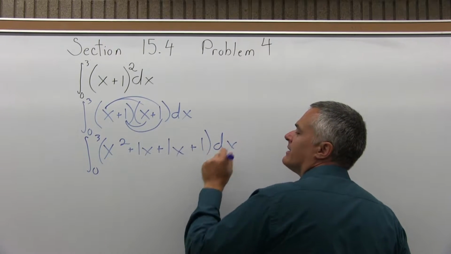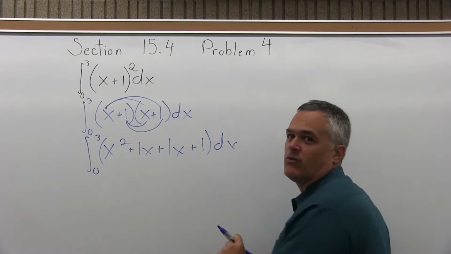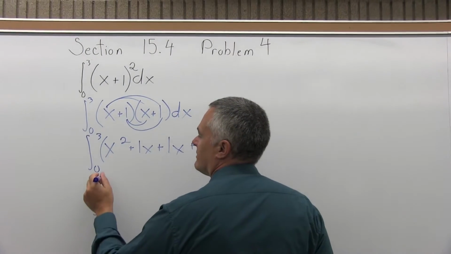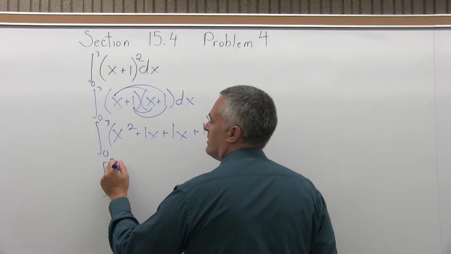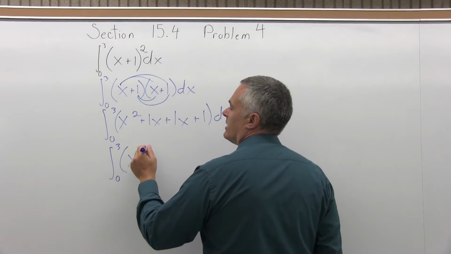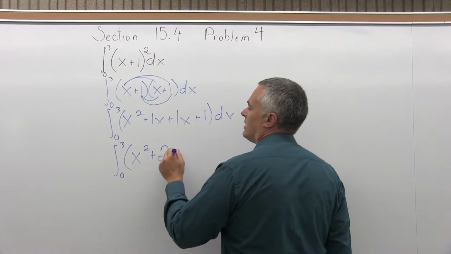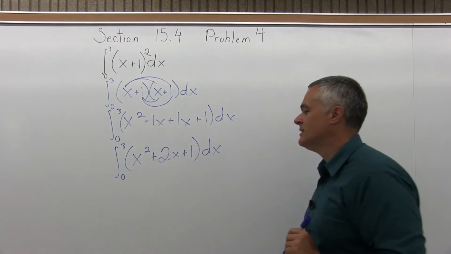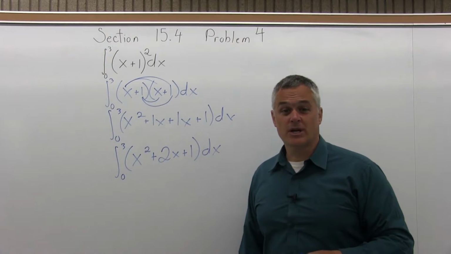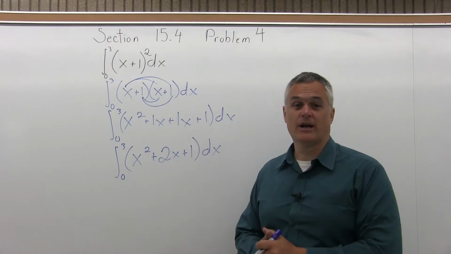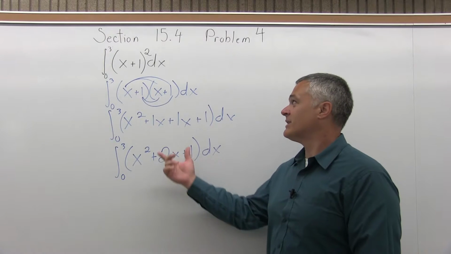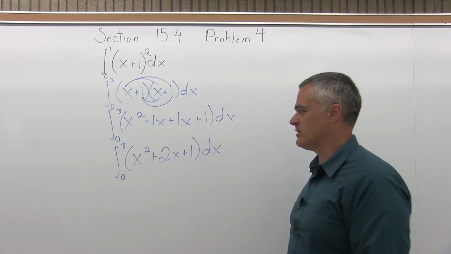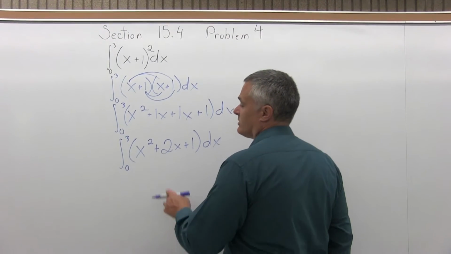And I can combine my like terms. In the middle, I have 1x plus 1x. Let's make that a 2x. So I have the definite integral from 3 to 0 of x squared plus 2x plus 1 dx. So I haven't even started the problem yet. I've just simplified it to a point where I can now do the problem. I have to clear the parentheses before I can integrate, unless I do a substitution, which I didn't really want to do. So step 1, solve the integral.